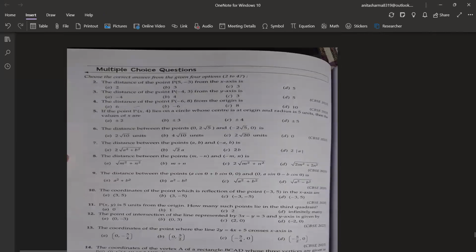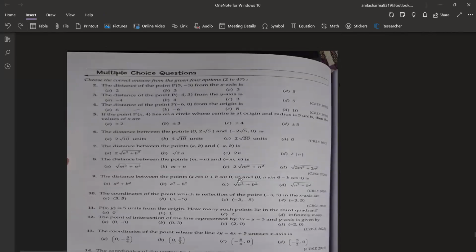Is the screen visible, children? Yes, ma'am. Okay. See, beta, the question number 2 that is written: the distance of the point (5, -3) from the x-axis is.